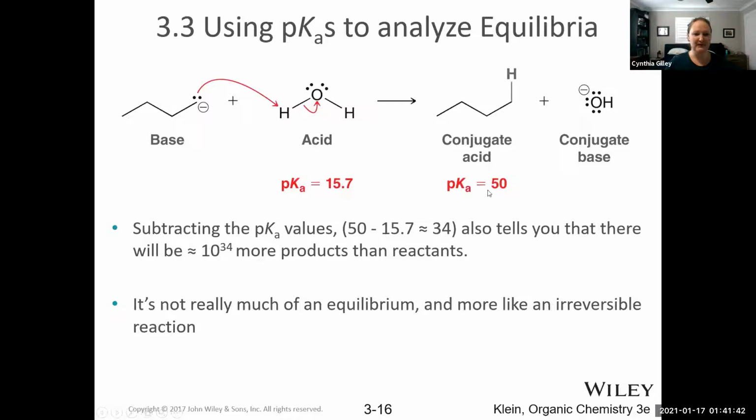The difference between 16 and 50 is 34. So there's 10 to the 34 more products than reactants, which means there's not much of an equilibrium. Technically, it's an equilibrium, but there's so many more products than reactants that there's essentially no reactants in solution. So oftentimes we'll just draw this single arrow. And we can consider this essentially an irreversible reaction.